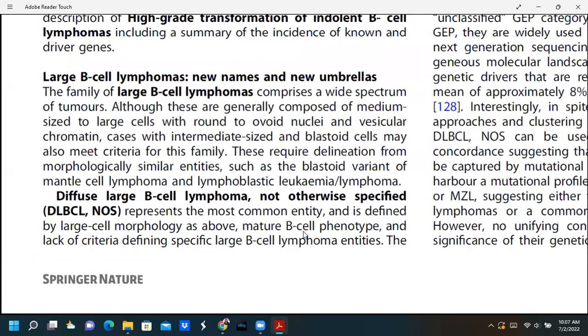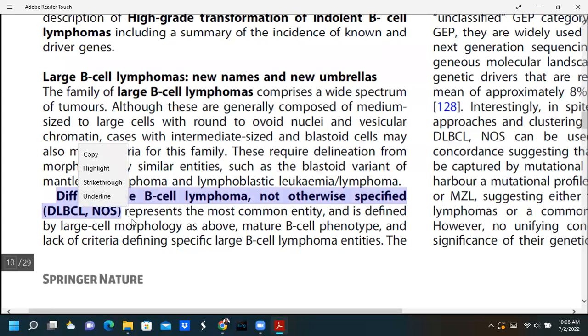The families of large B-cell lymphoma comprise a wide spectrum of tumors. Although these are generally composed of medium-sized to large cells with round to oval nuclei and vesicular chromatin, cases with intermediate-sized and blastoid cells may also meet the criteria. These require delineation from morphologically similar entities such as blastoid variant of mantle cell and lymphoblastic leukemia. Now, DLBCL NOS represents the most common category and is defined by large cell morphology as above, mature B cell phenotype, and lack of criteria defining specific large B cell lymphoma entities.